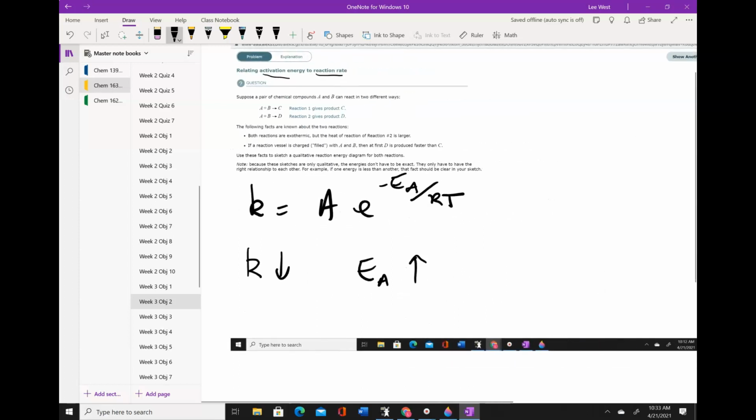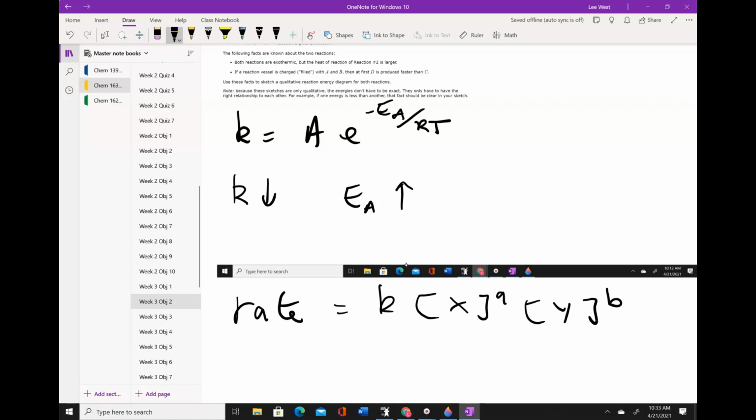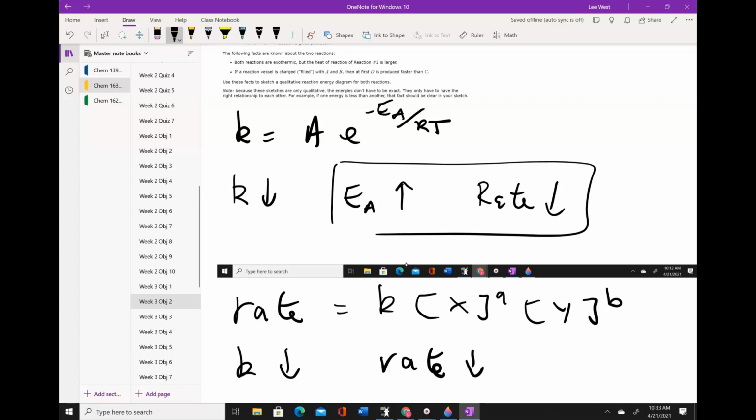So as your activation energy gets bigger, your K goes down. What do we know about rates of chemical reactions? Rate is always equal to K multiplied by a bunch of concentration terms, isn't it, right? So what it's also really saying is that as K goes down, rate goes down. So another way of saying this is that as activation energy goes up, rate goes down, right?